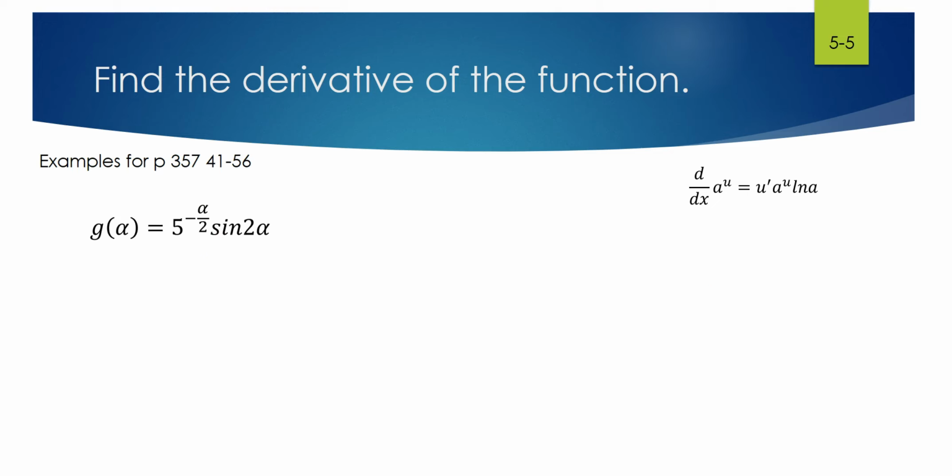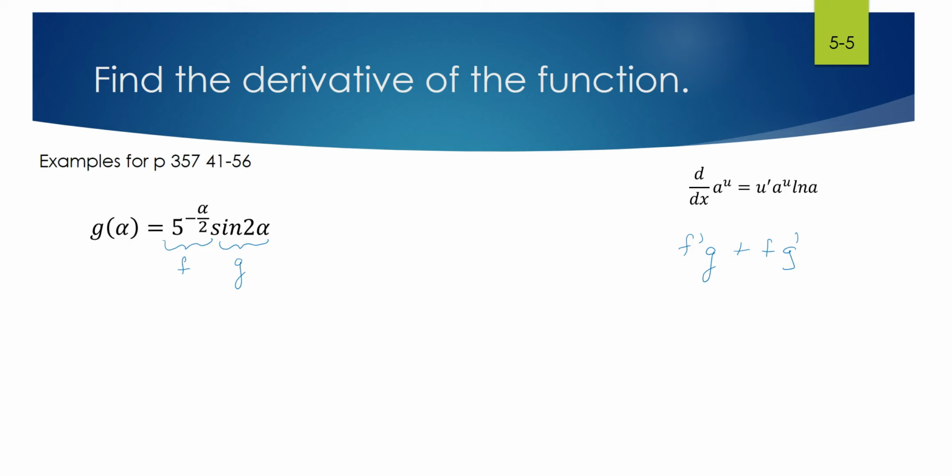So on this one, we need to really stay organized. We can tell we have a product right here. The 5 to the negative alpha over 2 is my f, and the sine 2 alpha is my g. So in addition to my a to the u rule, I'm also going to be following the product rule that we learned back in section 2.3. So f prime g plus f g prime. That's the basic pattern I'm going to be following.